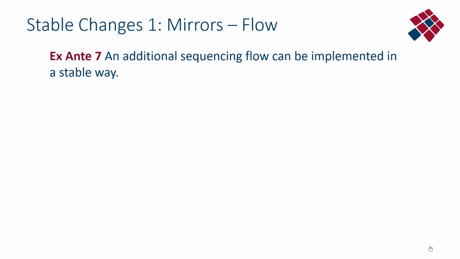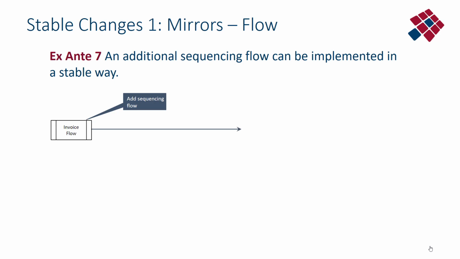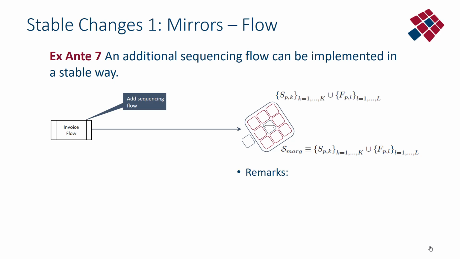Another change at the level of the flow is you can have an additional sequencing flow implemented in a stable way. If the requirement would be to add an additional sequencing flow entity, you would simply have to implement or instantiate the various classes of the flow element for this new flow entity, and so the marginal set would consist of the entire set of classes of this flow element. Now, the entire new flow element would be the marginal set of versions of software primitives, and that's about it.